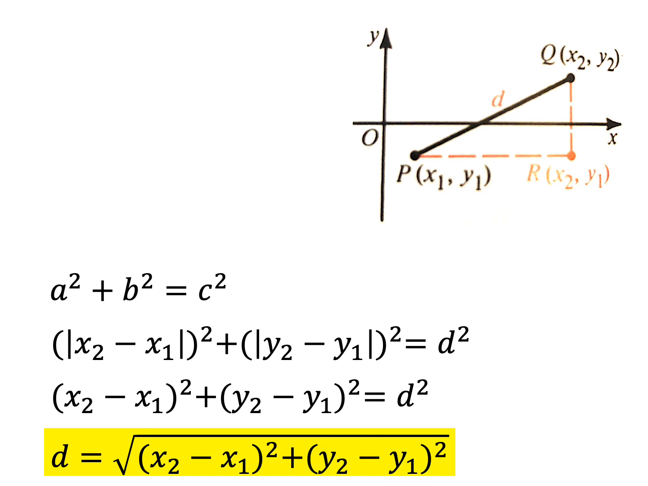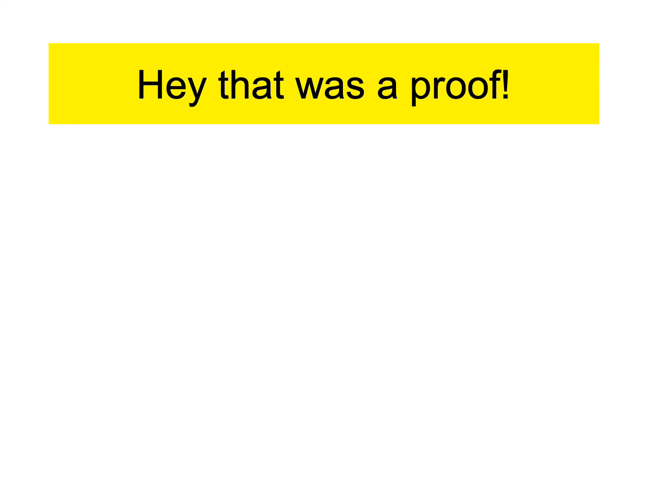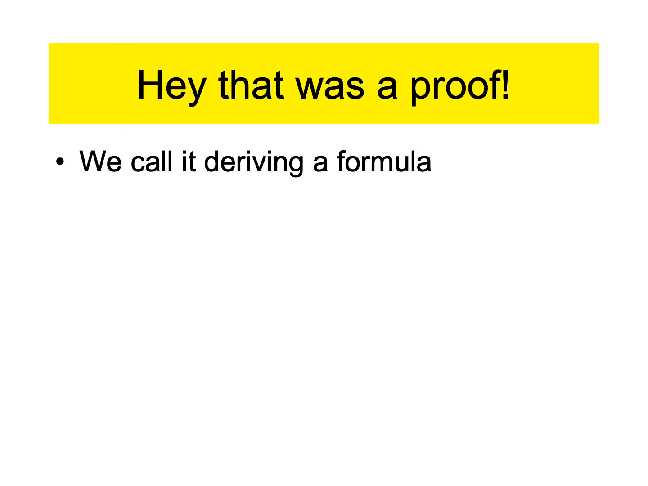Okay? By the way, ladies and gentlemen, that is the distance formula right there. So, if you want to find the distance of any 2 points, you take the square root of the square of the difference of the x values and add that to the square of the difference of the y values. That's a lot to say. The formula is easier to look at. Oh, by the way, that was a proof. I showed you where the formula came from using logic. Every step was justified. We call that deriving a formula. When I show you where the formula comes from, we call that deriving the formula.